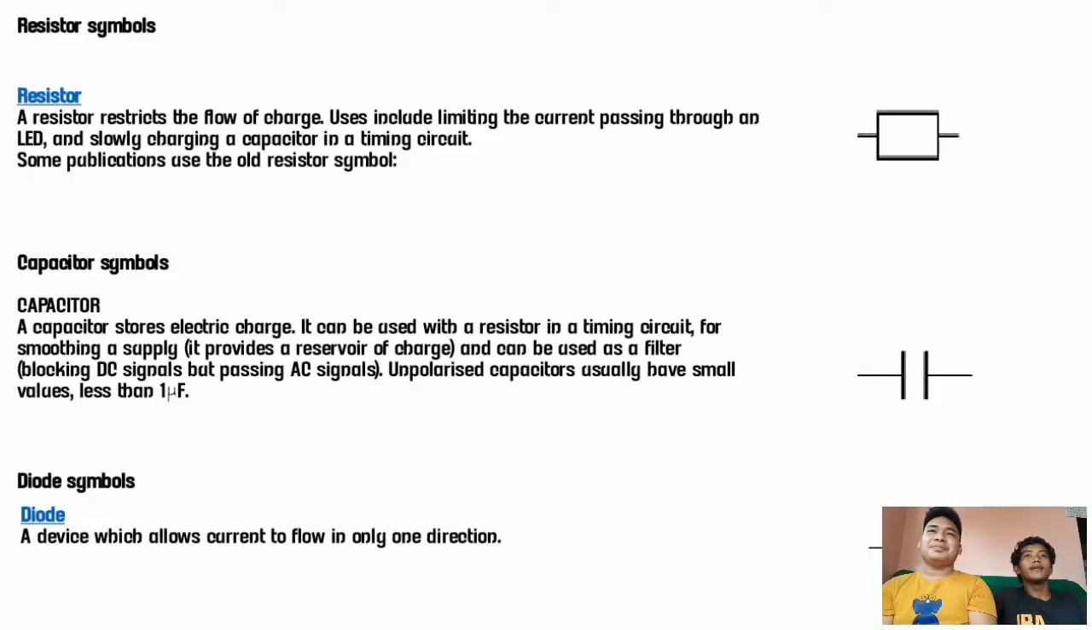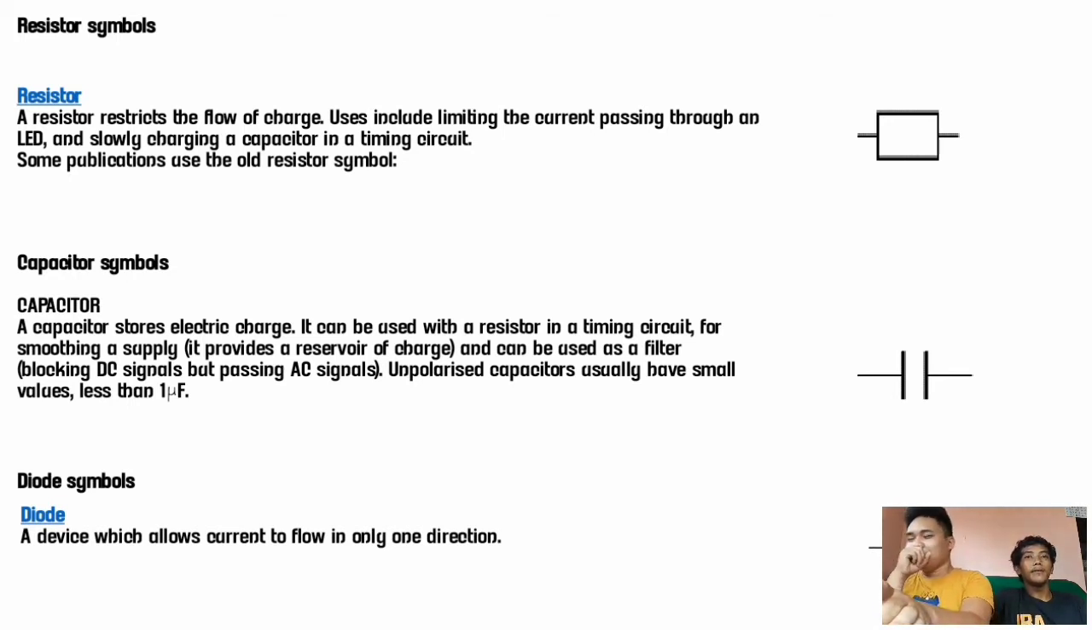Resistor symbol. A resistor restricts the flow of charge. Uses include limiting the current passing through an LED, and slowly charging a capacitor in a timing circuit. Some publications use the old resistor symbol.